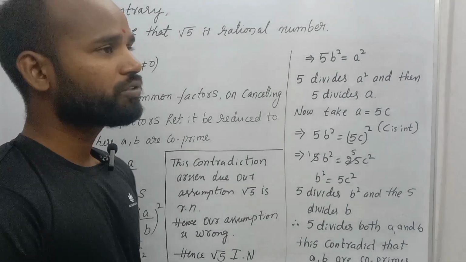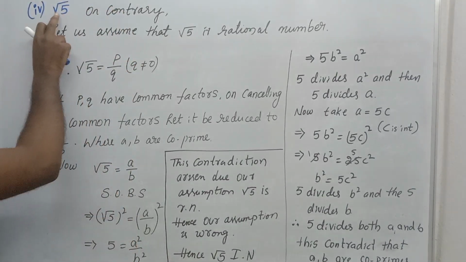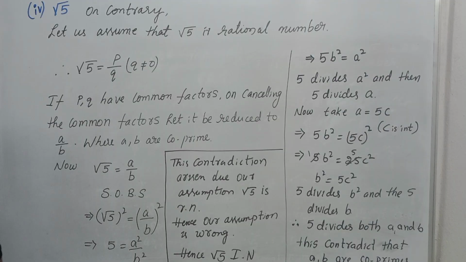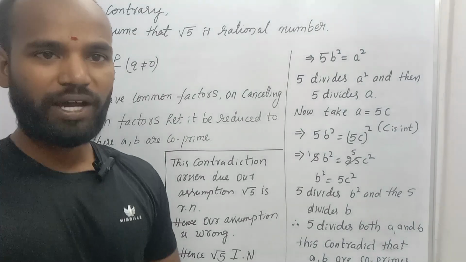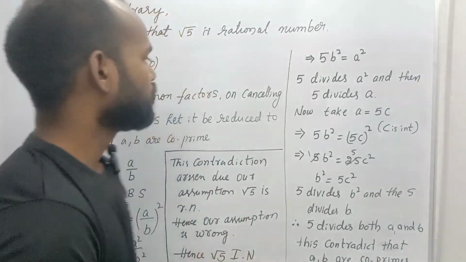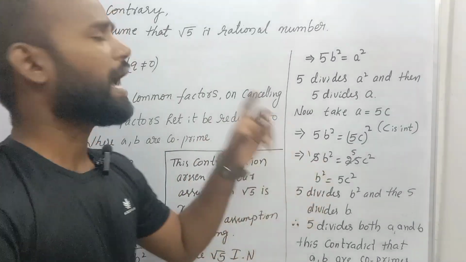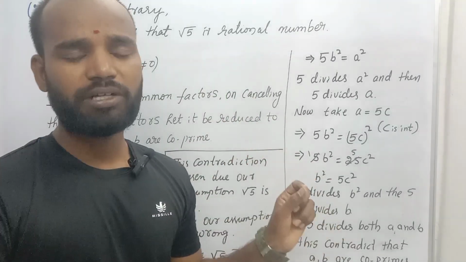Now see the fourth question. This is a different scenario. We have to prove root 5 as an irrational number. See the fourth question, root 5. We need to prove that root 5 is an irrational number. So see root 2 in the example problem. Root 2 was given there; it is the same, but the number changes, it is root 5.